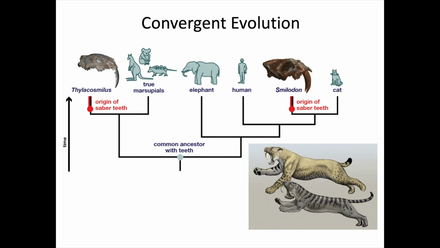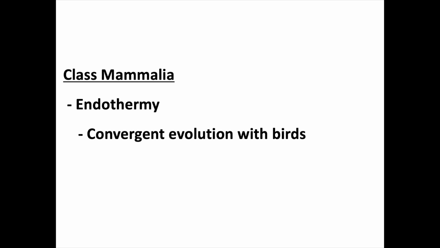What can we say about mammals? Well, mammals are endothermic. We have endothermy, we're warm-blooded. We defined this when we were talking about birds, which are also endothermic. This is, of course, an example of convergent evolution. Birds and mammals evolved this trait of warm-bloodedness independently of one another. Convergent evolution with birds. Another feature of mammals is hair.